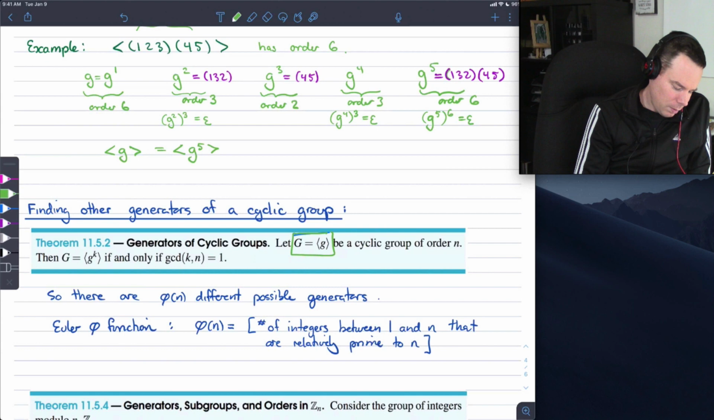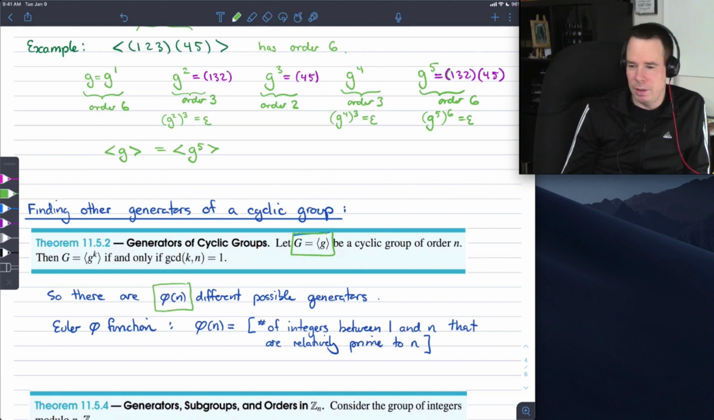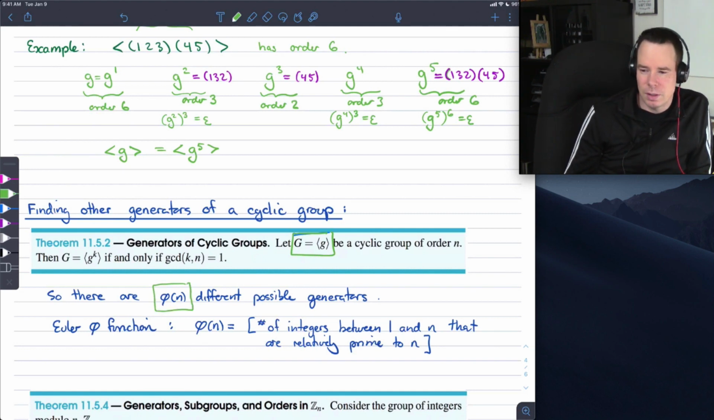Well, there are all the values of k which are relatively prime to n, and we introduced a function back in our number theory appendix that counts these things. That's Euler's phi function, phi of n. Phi of n is precisely the number of integers between 1 and n that are relatively prime to n.